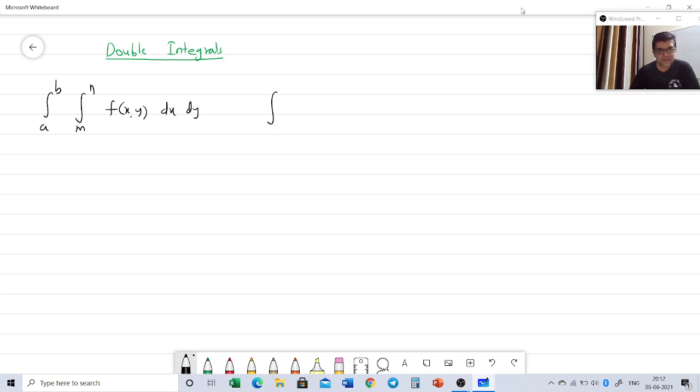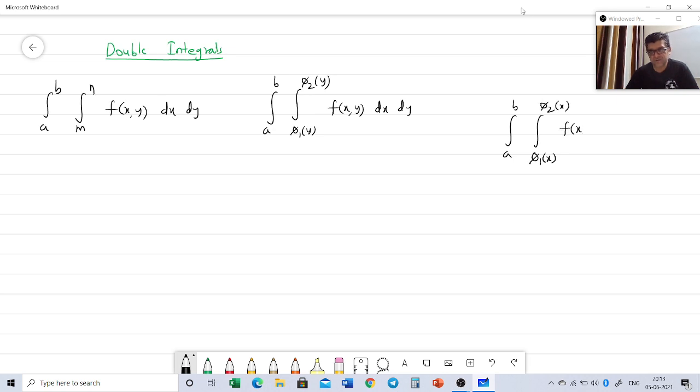Or it may look like this: integral a to b, phi 1 y to phi 2 y, f of x, y, dx, dy. Or a double integral might look like integral a to b followed by integral phi 1x to phi 2x, f of xy, dy, dx. I want you to observe here a few points.